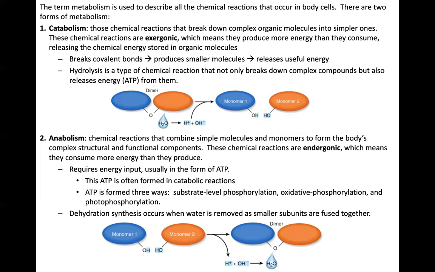Now, ATP can be formed by cells 3 different ways: substrate level phosphorylation, oxidative phosphorylation, and photophosphorylation. Humans can only do 2 out of those 3 things. Any idea which of those forms of phosphorylation we cannot do? It's the last one. Photophosphorylation is production of energy from the process known as photosynthesis, something that plants and algae can do, where they take sunlight and make energy from that. Okay. In the case of anabolic reactions, it's dehydration synthesis. So we remove water as we fuse smaller subunits together to get something bigger.